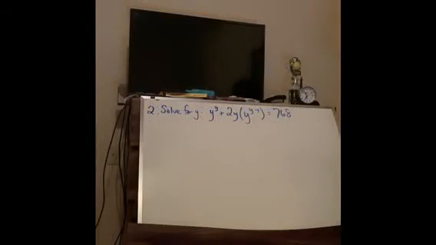Number 2, solve for y. Y to the y power plus 2y times y to the y minus 1 is equal to 768. I mean, you could test in values. This one actually does come out pretty nicely. But we're going to actually prove that these are the actual solutions. These are the only solutions.